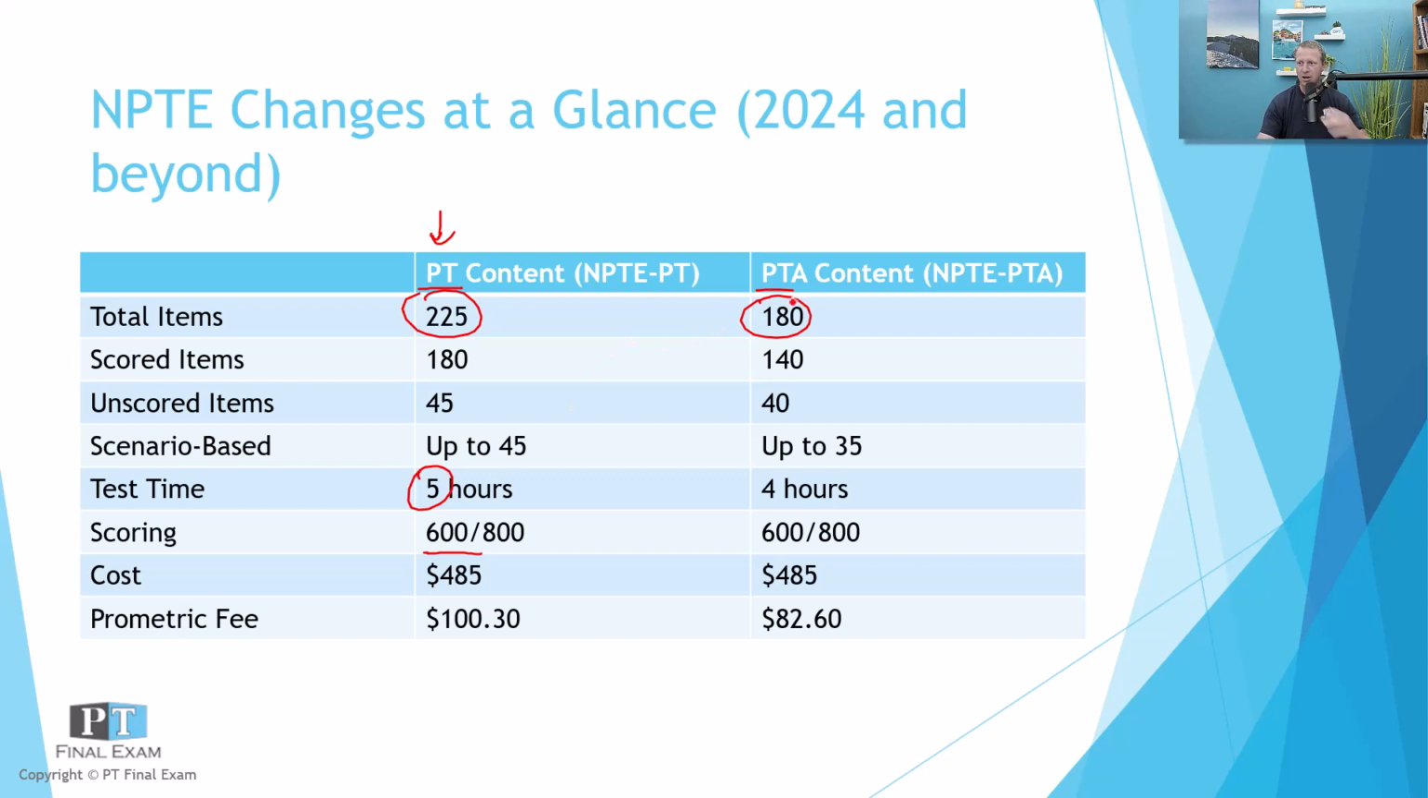So the PTA content, again, follows what we just talked about. There will be 180 items total, with the scored items 140, the unscored items 40, and the scenario-based items up to 35 scenario-based questions. On the PTA exam, you get the 4-hour time bank for the 4 sections, and you still have to achieve approximately the same 67% or so.